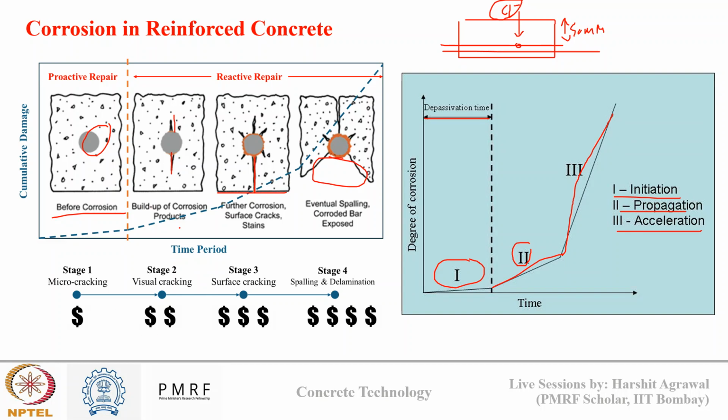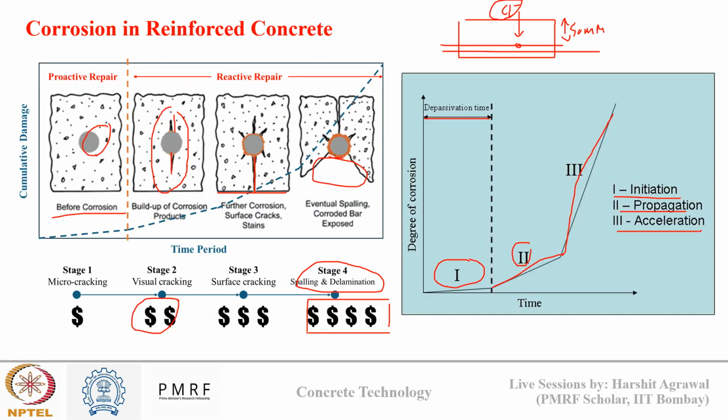When we talk about repair against corrosion, the more we delay the repair, the higher will be the cost of the repair. If we are able to detect corrosion when it is initiated, then the repair against corrosion will also cost less. However, if we think about repair at stage 4, when spalling and delamination has already occurred, then the budget demand for repair will also be very high. So it is important to address corrosion issues as early as possible.